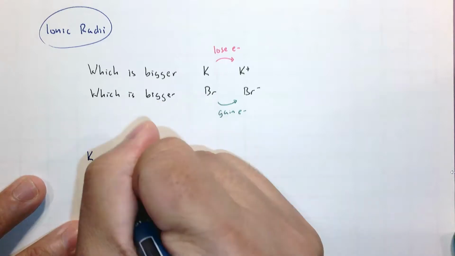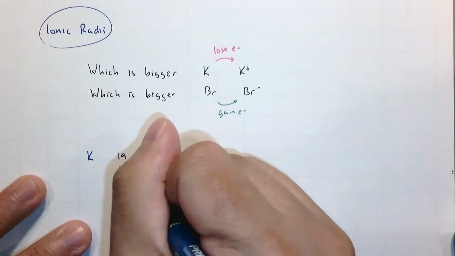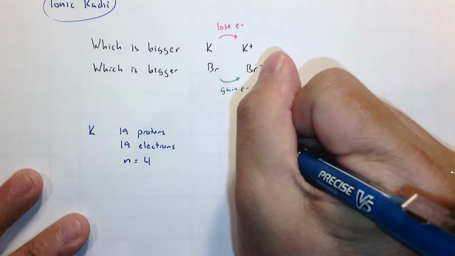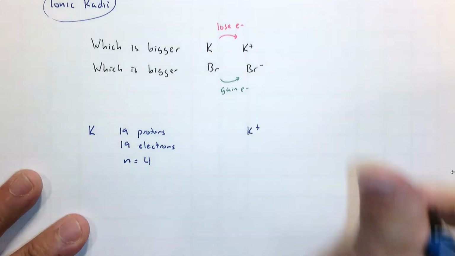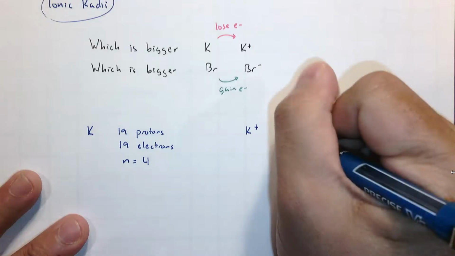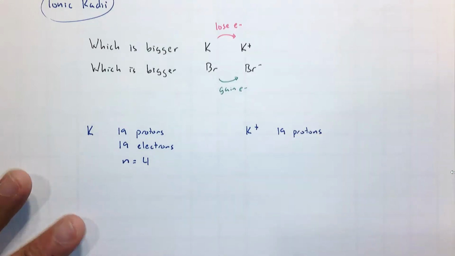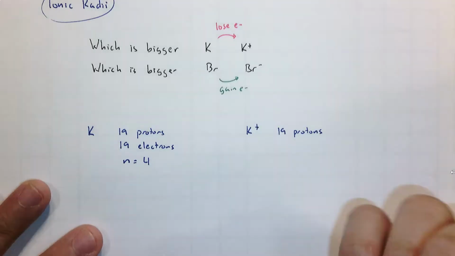And n equals 4. If I go to K+, it's potassium, so I still have 19 protons. I still have the pull, right? The attractiveness of a plus 19 charge.